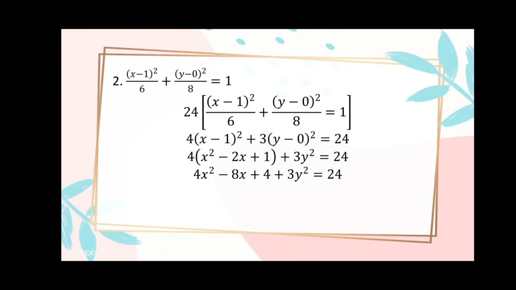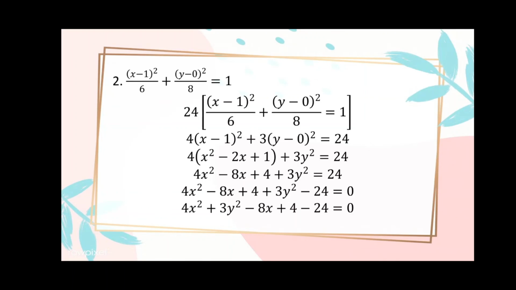Next is for you to transpose the constant term from the right side to the left side of the equation. Then simply arrange the equation. So we have 4x squared plus 3y squared minus 8x minus 20 is equal to 0.